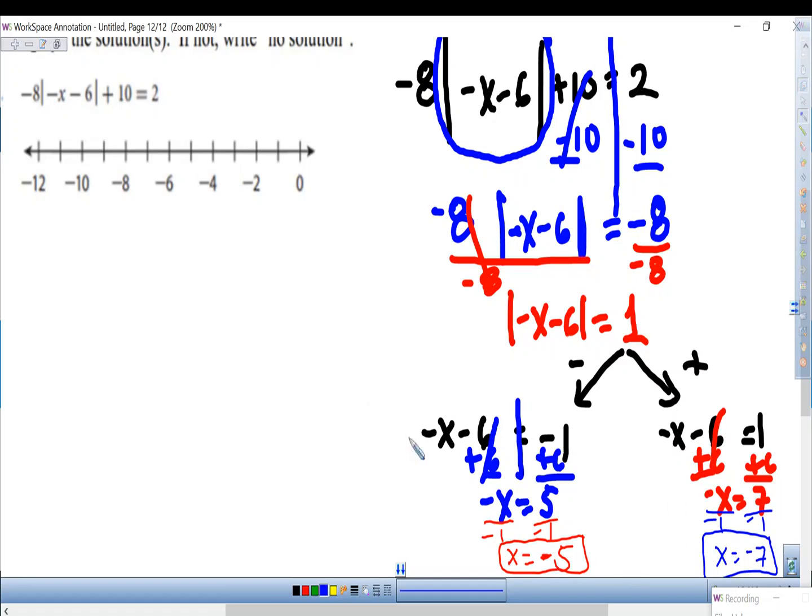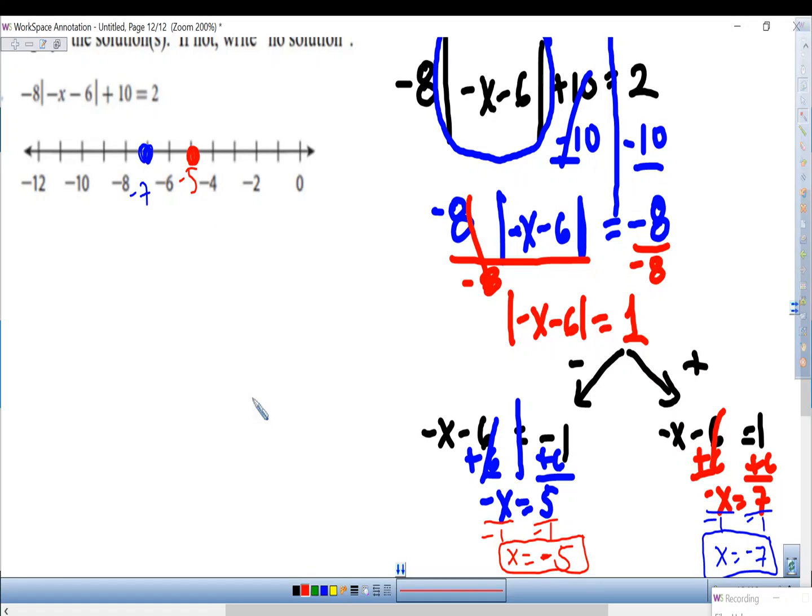All right, let's go to our line. Negative 5, where's that at? Negative 5 is right there. Oh yeah, I did that on purpose, see if you were paying attention. Negative 5 is right there. And negative 7 is right there. Negative 7, negative 5. Are we done?